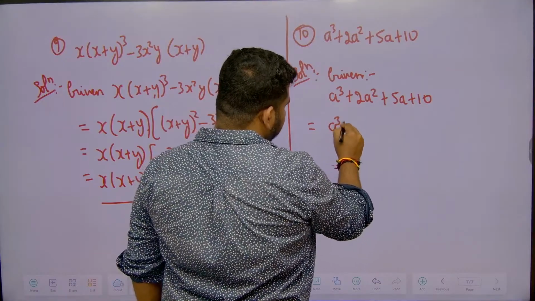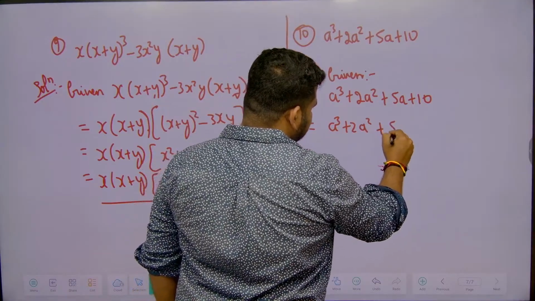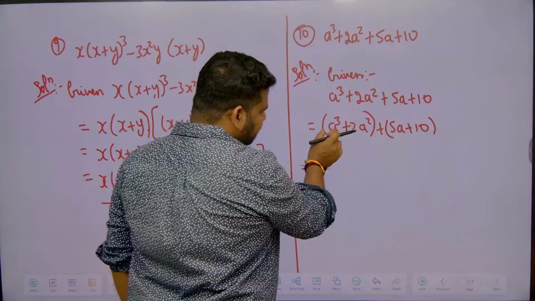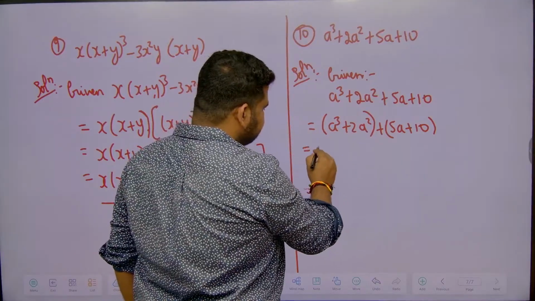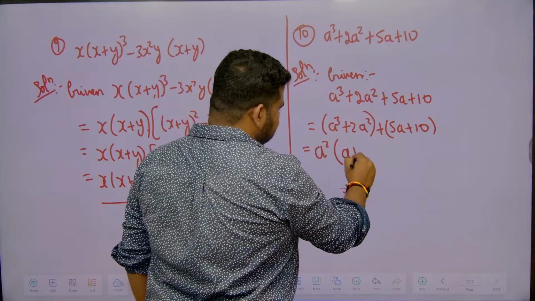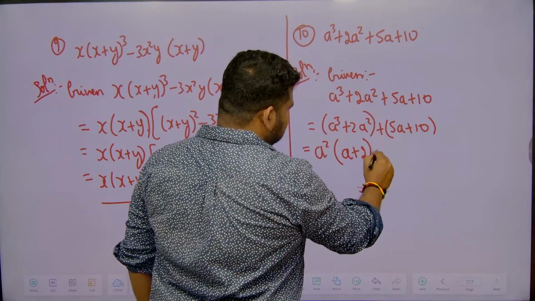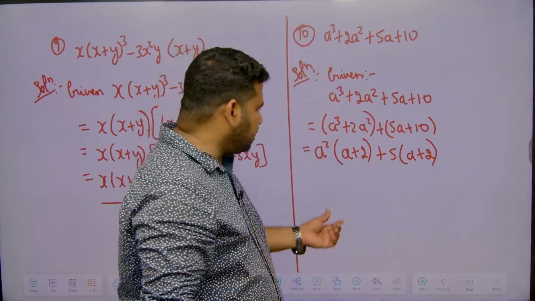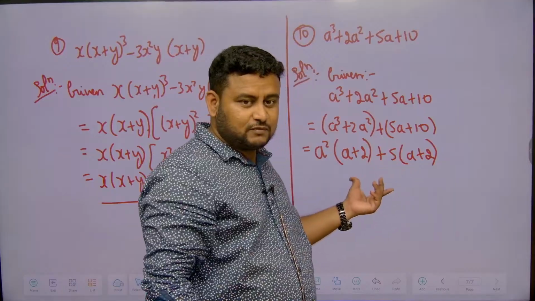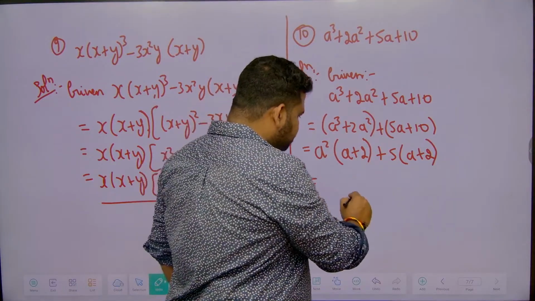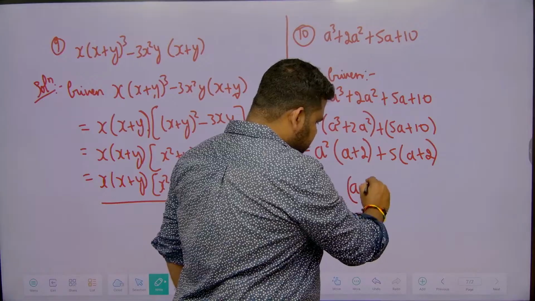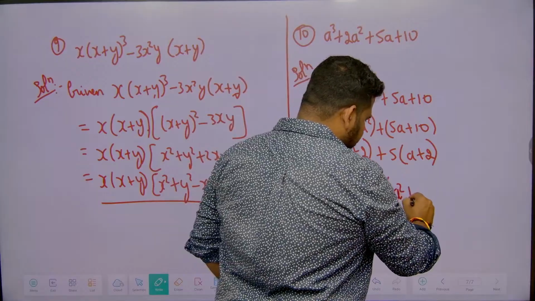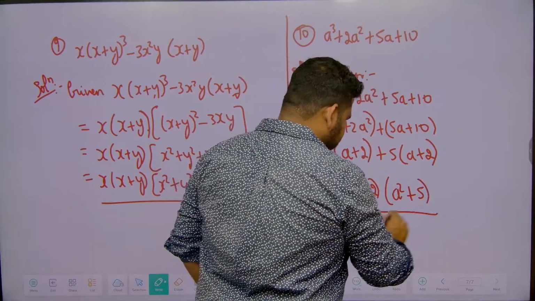See, a cube plus 2a square plus 5a plus 10. I will group it like this. Now, observe carefully. Can I take a square outside here? A square I can take outside, this will become a plus 2. If I take 5 outside, this will become again a plus 2. So inside we got a plus 2, here also we got a plus 2. That time what you should write is, first you write down a plus 2. Next, a square is there, plus 5 is there. Write down the remaining things. A square plus 5, this itself is the final answer.